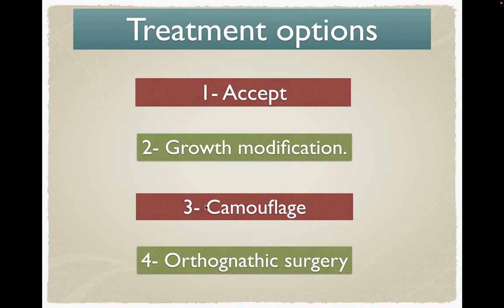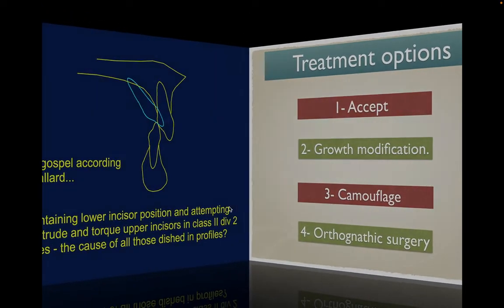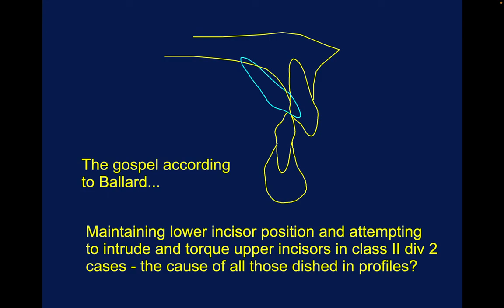Now, the other option is to do a camouflage treatment when you treat a Class 2 division 2. So back in the time, Ballard, when he proposed the treatment of Class 2 division 2, said that you can't procline the lower incisors. And why is that? Because if you procline the lower incisors, you are invading the lip space. When the lips are strong, with a strap-like lower lip, you're definitely going to have a relapse. So it's forbidden to move these lower incisors any fraction of a millimeter.